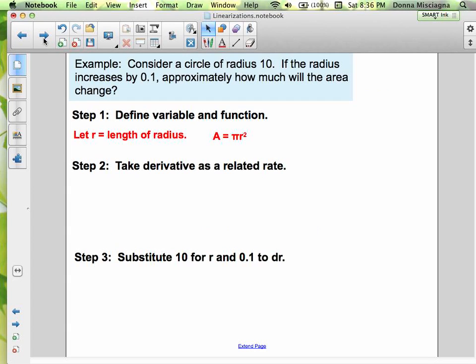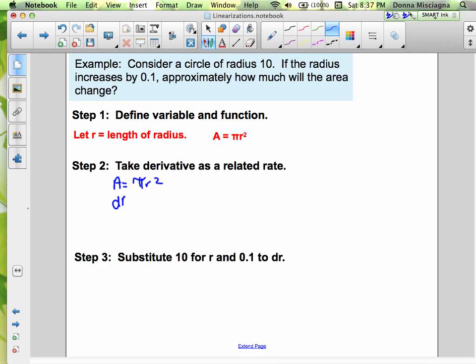Consider a circle of radius 10. If the radius increases by 0.1, approximately how much will the area change? All right, so r is the length of the radius. The formula for the area of a circle is pi r squared. We're going to take the derivative as a related rate. All right, so we have A equals pi r squared.